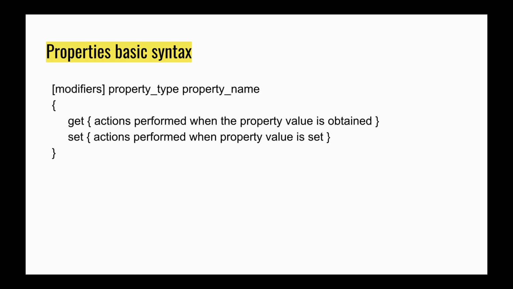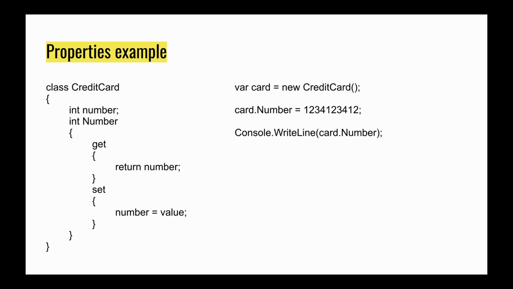Get and set blocks are called accessors or access methods, and even getter and setter. That is, in fact, the property does not store anything. It acts as an intermediary between the external code and the class field. Through this property, we can control access to the number field, for example. In the property in the get block, we return the value of the field. In the set block, we set the value of the number field. The value parameter represents the value passed to the number field.